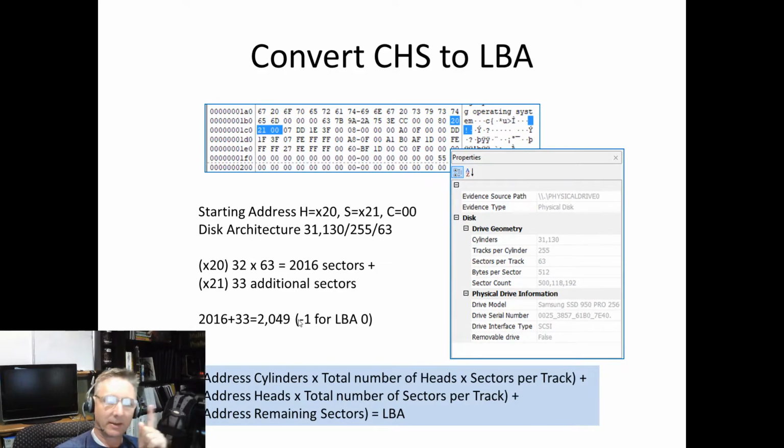But don't forget, we have to subtract 1 because LBA starts at 0. It doesn't start at 1. So 0 to 248 gives us the starting LBA for this partition. All right, so we just converted the CHS, hex 20, hex 21, 00. 00 there is the cylinder. We're the first cylinder, so it's cylinder 0, right? So that makes sense, I hope. So there you go. That should tell us. Let's go see if that's true.